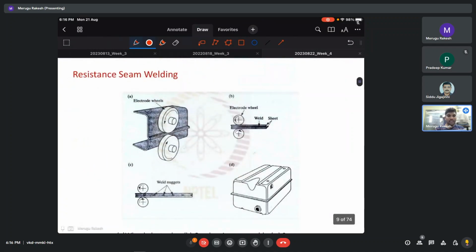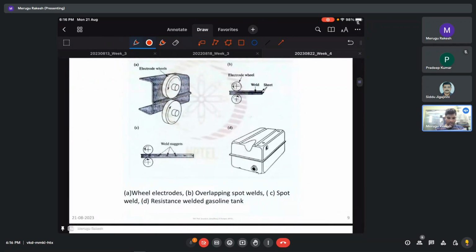Similarly, we have resistance seam welding, which is very popular to join big barrels, big sheets. Some of the examples are given here. These are the wheel electrodes that are going to join these two sheets. Then we have overlapping spot welds. Then we have spot welds with nuggets. So we see nuggets here. It's not continuous. Then we have a resistance welded gasoline tank.